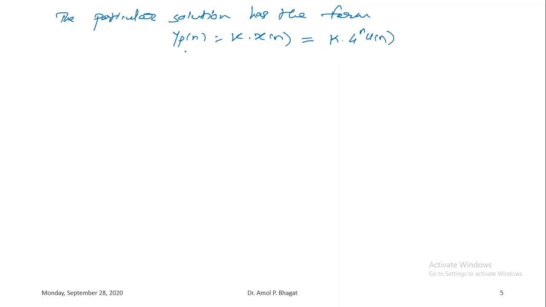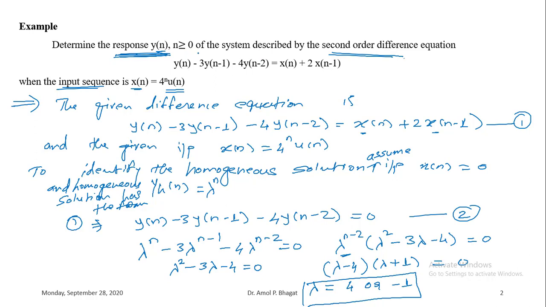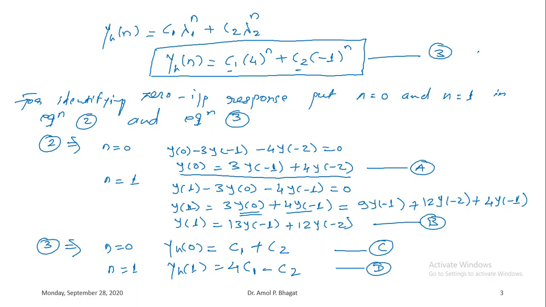So before proceeding, right, in every problem you have to compare this particular solution with the homogeneous solution. Okay, so this is your homogeneous solution, comprising a constant multiplied by 4 raised to the power n. Okay, as you are identifying it for n greater than or equal to 0, right, this equation is also valid for n greater than or equal to 0, right.